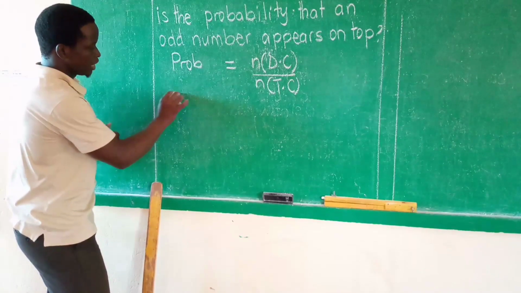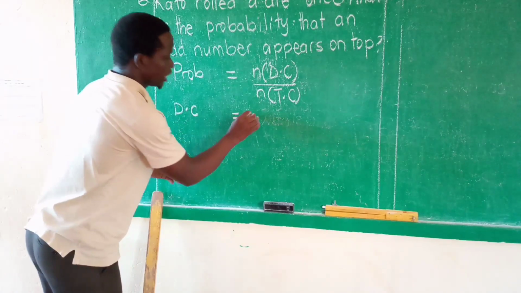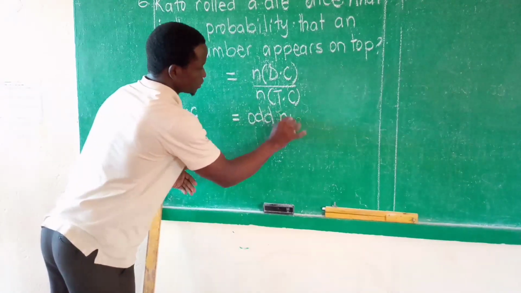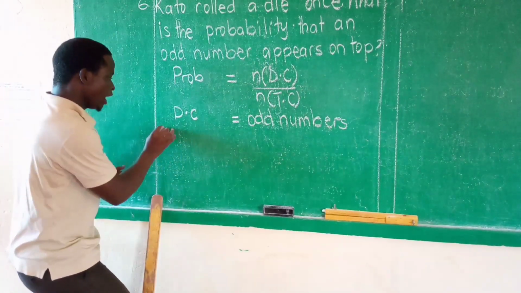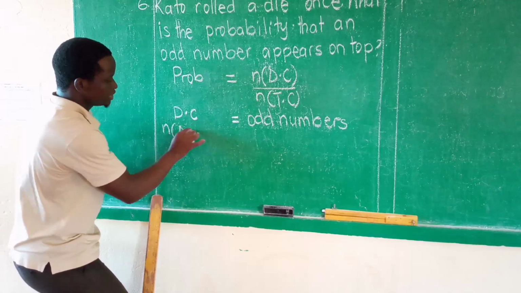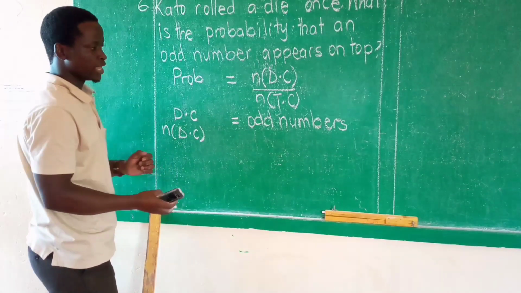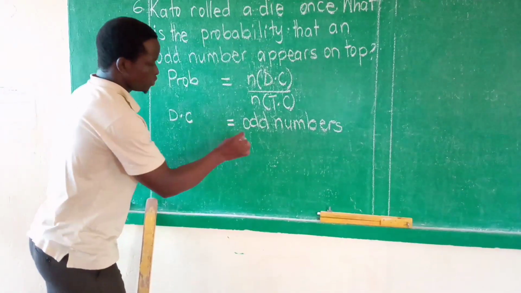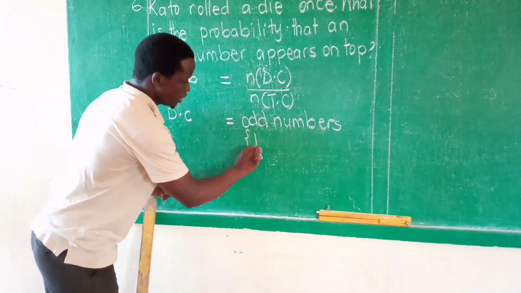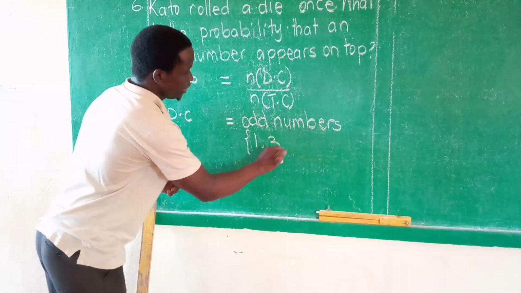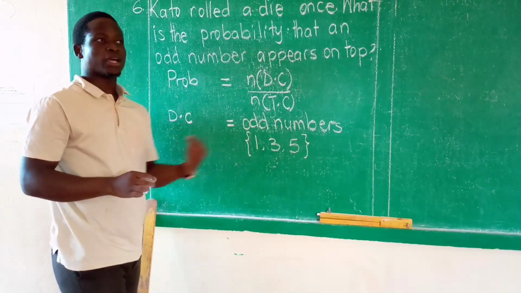So we are going to say desired chances are odd numbers, of course, on a die. So how many are they? How many odd numbers do we have on a die? Now the odd numbers on a die, we know them. Yes, let's list them together. We have 1, 3, and 5. Odd numbers continue, but these are the only odd numbers we have on a die.